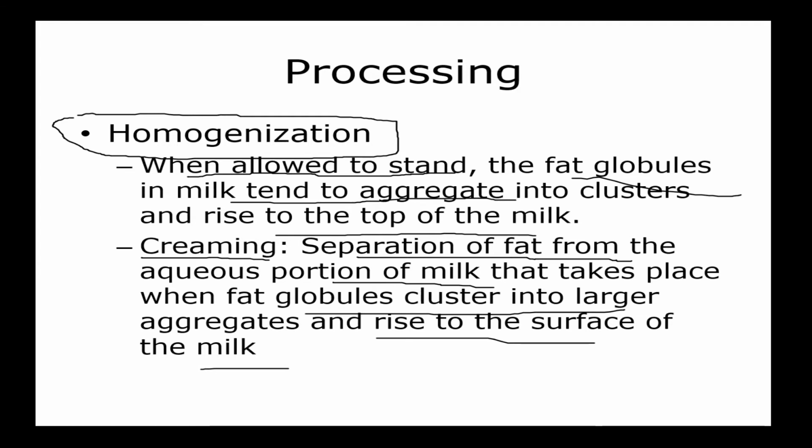All right, so that is what we know as creaming or homogenization. The fat globules present in the milk tend to aggregate when the milk is heated, cooled and left over for some time. Then the fat globules aggregate into clusters and rise to the top of the milk to form a creamy layer on top, which we know as creaming.